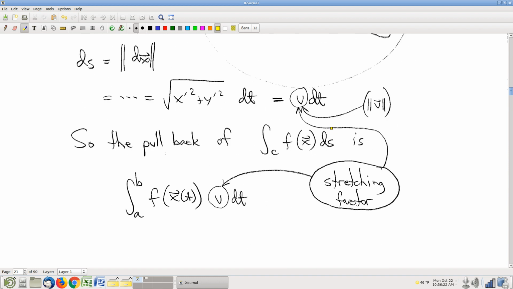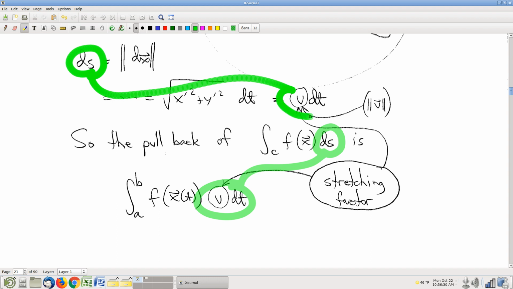Okay. So, by the way, side note: notice that the ds here that I've computed, the notion of size on the curve and the notion of size on the interval are related by a stretching factor.